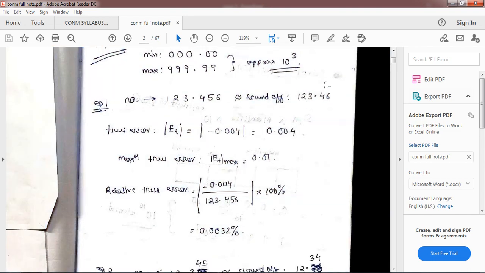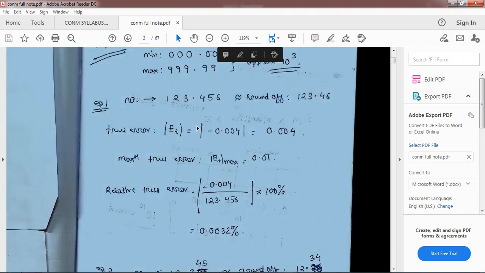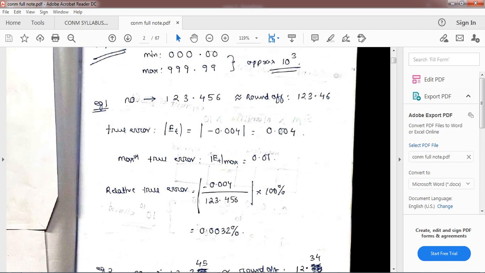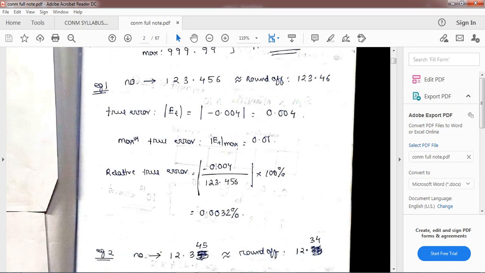The error is the output minus the input, so that's the error. I have taken the modulus, so I'm getting a positive error. What is the relative error? This is the relative error: it's this true error divided by the actual value.